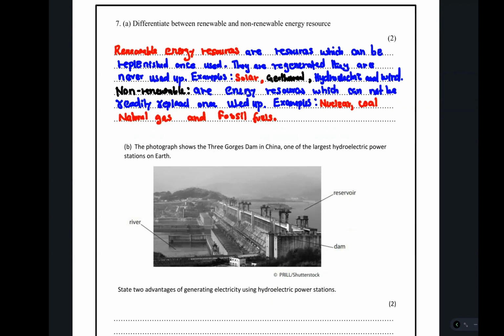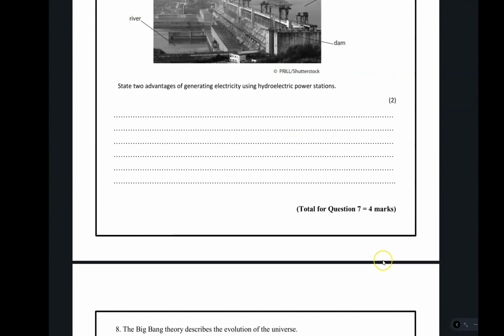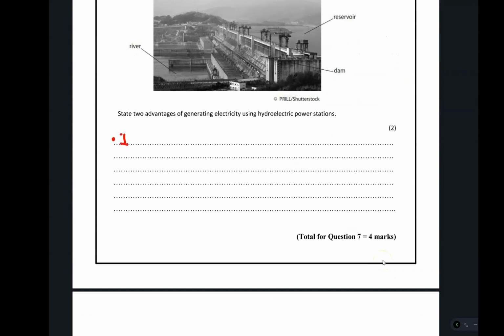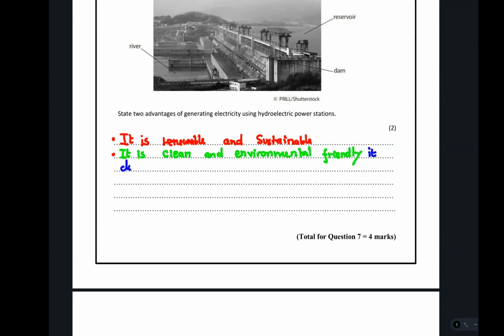State 2 advantages of generating electricity using a hydroelectric power station. What are the advantages? Number one, it's sustainable and is a renewable form of energy. Yeah, it is renewable and sustainable. We can talk it is clean and environmentally friendly. It does not produce harmful gases. It does not harm the environment. So it's clean and environmentally friendly. It does not produce CO2. That's one of the advantages.